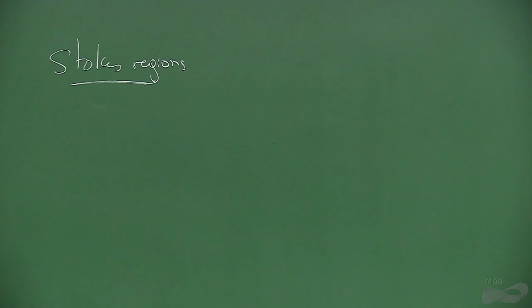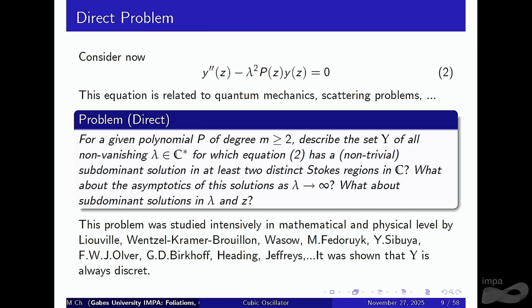And what about the zeros of this eigenfunction, and what about the subdominance property in lambda and z? This is what Fedoryuk had considered in the problem before. This equation was studied by these authors, and it is well known in the literature from the mathematical and physical point of view.